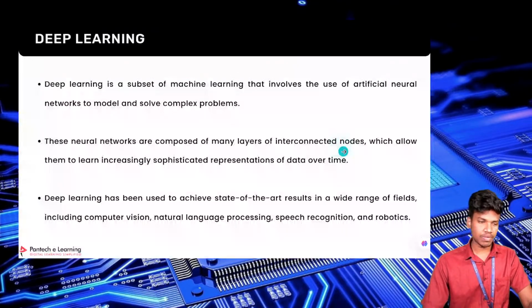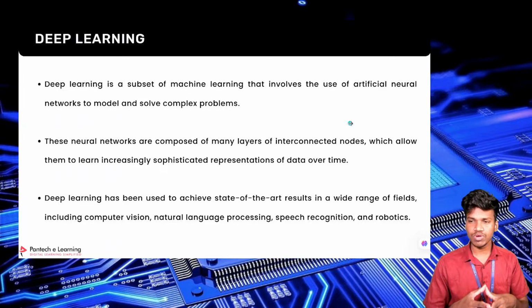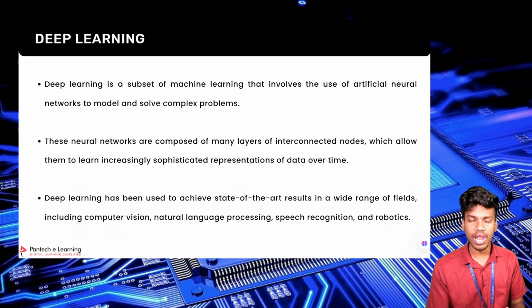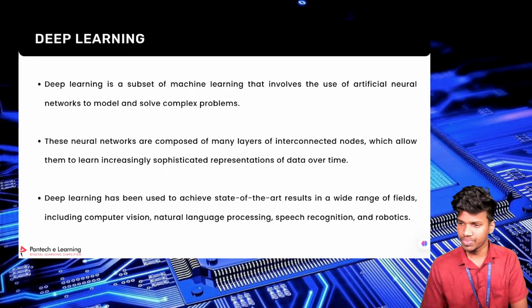Entering the topic, that is deep learning. We already know that deep learning is a subset of machine learning, helpful for handling image or video related data. Deep learning involves the use of artificial neural networks to model and solve complex problems. These networks are composed of many layers of interconnected nodes, which allow them to learn increasingly sophisticated representations of data over time.